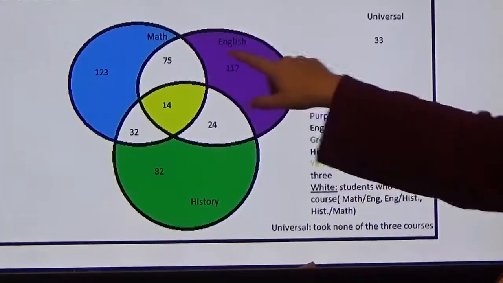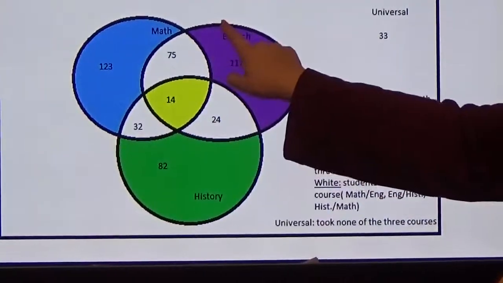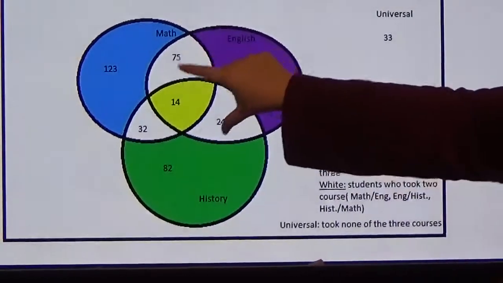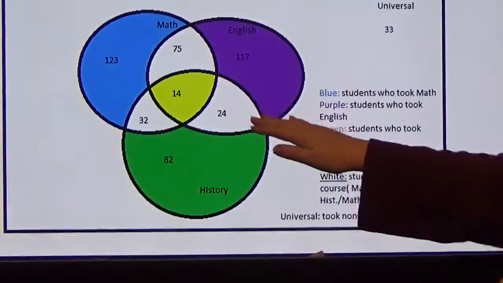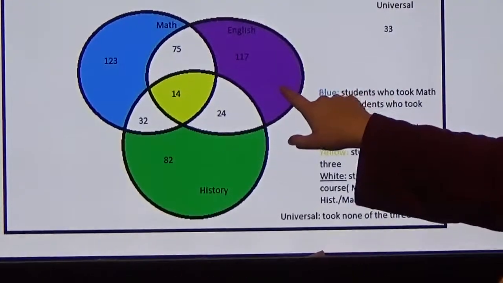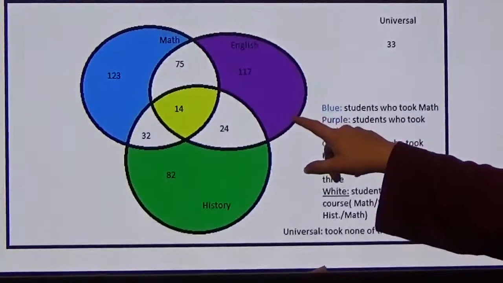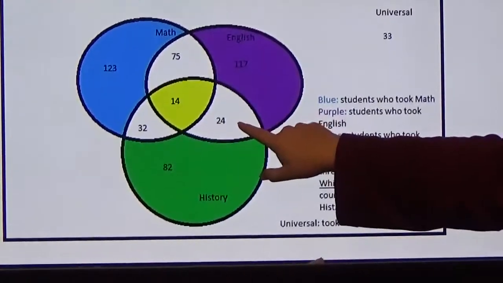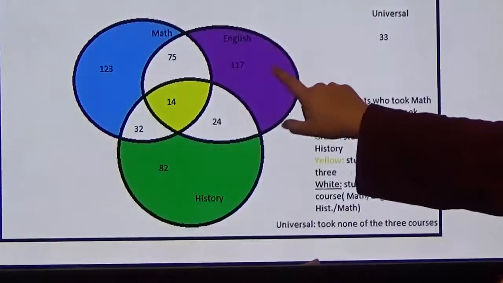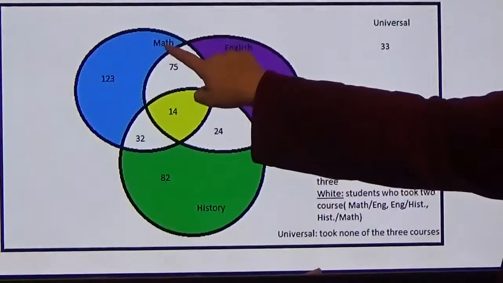You're going to add 75, 14, and 24, because this is the whole English circle. So taking those numbers, you're then going to subtract it from the original number of how many students were originally in English, which was 230. So you take this number, which is 113, subtract from 230, and you get 117. And you continue that for history and math.